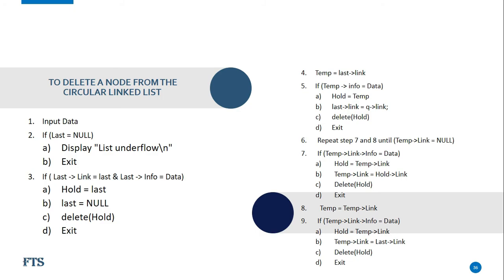This is for deletion. Input data, then if last is equal to null, display list underflow or the list is empty, then exit. Else last link is equal to last, if the data to be deleted is in the last pointer, then hold last is equal to null, delete hold, exit. Else temp should be equal to last link. If temp info is equal to data, hold temp, last link should be equal to queue link, delete hold, then exit.